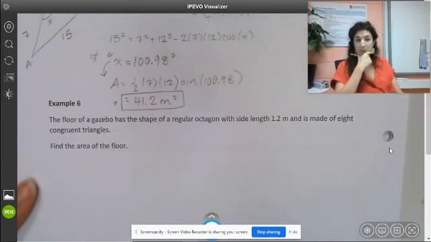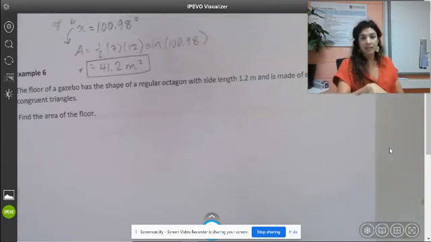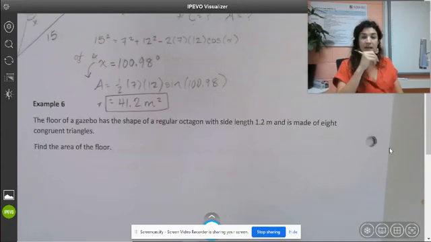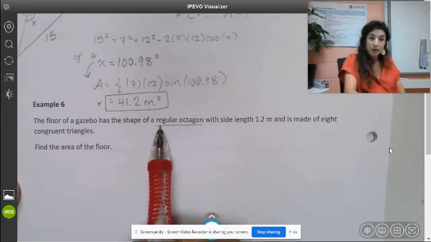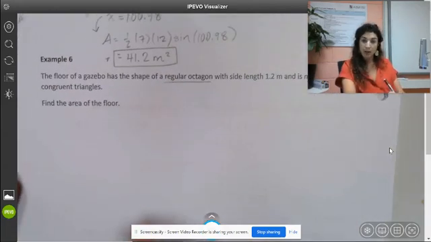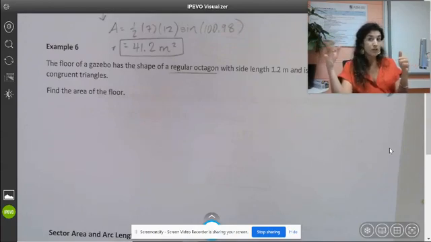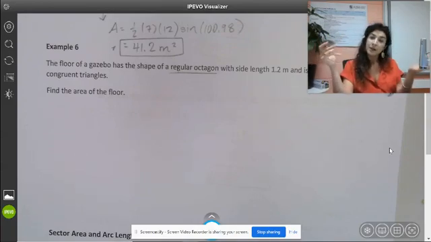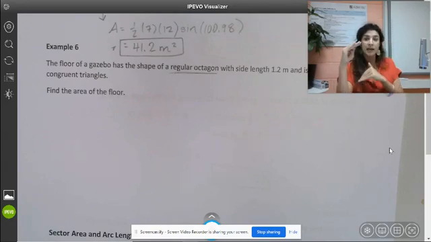All right, last example. The floor of a gazebo has the shape of a regular octagon with side lengths 1.2 and is made of 8 congruent triangles. If we're ever told that we have a regular polygon, what it means to be a regular polygon is that all of the side lengths and all of the angles are equal. So a regular triangle would be an equilateral triangle. A regular quadrilateral, so a regular four-sided figure, is a square where all the side lengths are equal and all the angles are equal.